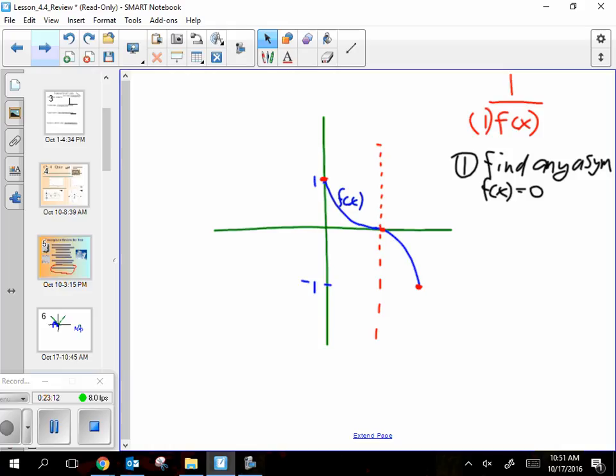So we know it's got the red asymptotes. We know it touches at this dot here and this dot here. Do you know how to draw the rest of the red graph? Okay, here's what you could do. You could take every single point on this graph just one by one and find its reciprocal.